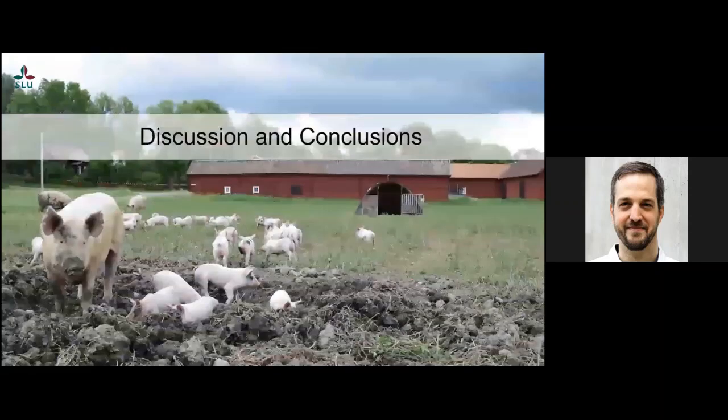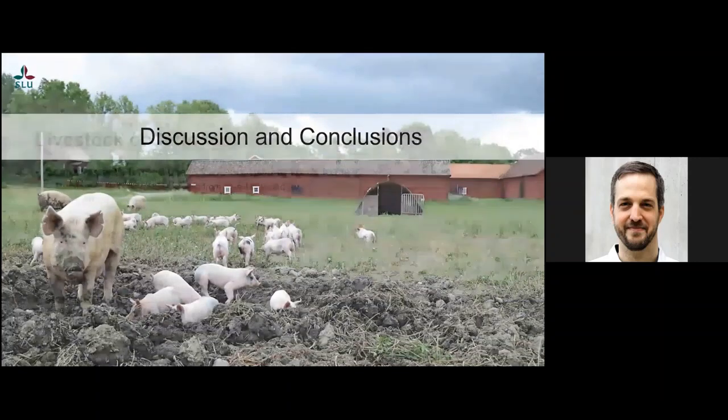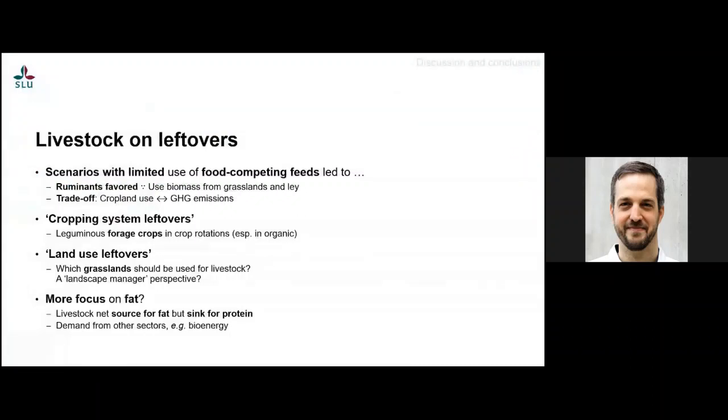So I'll now provide some more general discussions and summarize some of the main results from our work. So first of all, from the two scenario studies, we could see that scenarios where we limited the use of food competing feeds led to a favoring of ruminant animals, since these animals could utilize the forage biomass that was available in both of these scenarios. We also saw a potential trade-off between minimizing cropland use or greenhouse gas emissions.